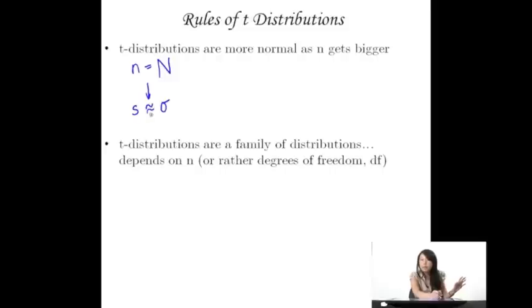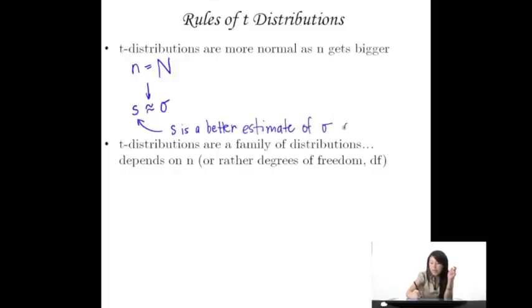It's still a little off because of the n minus 1 thing, but it's very, very close, right? And that's the closest you could get. And so t distributions are more normal as n gets bigger because S is a better estimate of sigma as n gets bigger, right? And that makes sense. The problem all stems from S. It's variability. But as S gets better and better and less variable and more accurate to the population, then t gets better, because t is based on S. So that's why t distributions are more normal as n gets bigger.